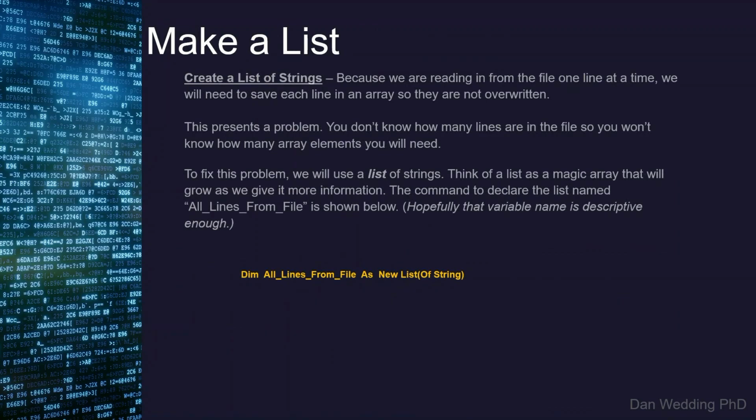Because we are reading in from the file one line at a time, we will need to save each line in an array so they are not overwritten. This presents a problem. You don't know how many lines are in the file, so you won't know how many array elements you will need. To fix this problem, we will use a list of strings. Think of a list as a magic array that will grow as we give it more information. The command to declare the list named all lines from file is shown below.